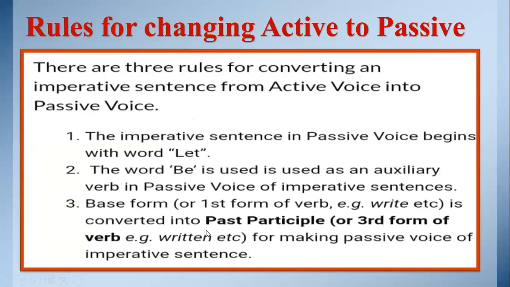There are three rules for converting an imperative sentence from active voice into passive voice. Now, what are those rules? Let's have a look at them together. The imperative sentence in passive voice begins with the word let. So let is the word that we will be using every time when we are changing the sentence from active to passive voice. So it is important for you to recognize the imperative sentence to put a let in the beginning of it. Every sentence is not an imperative sentence, only advice, command, or request.